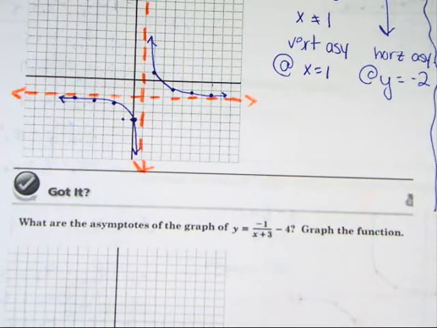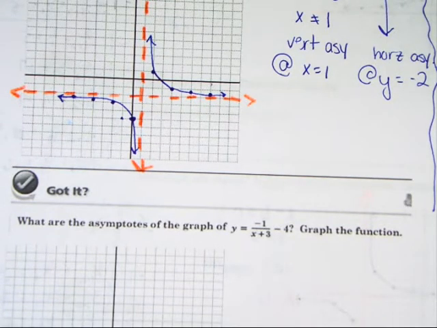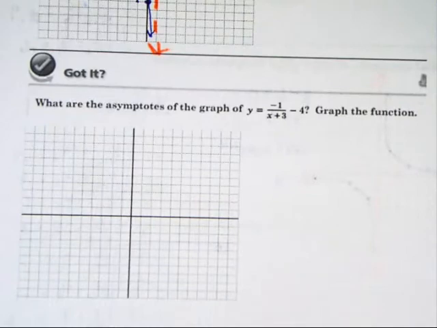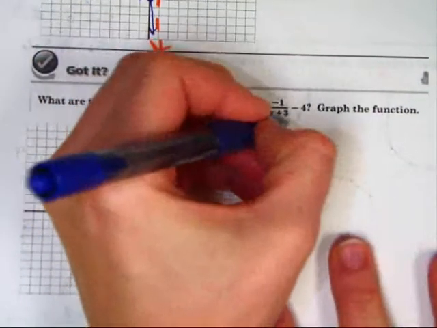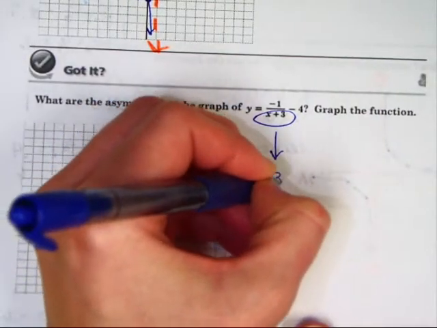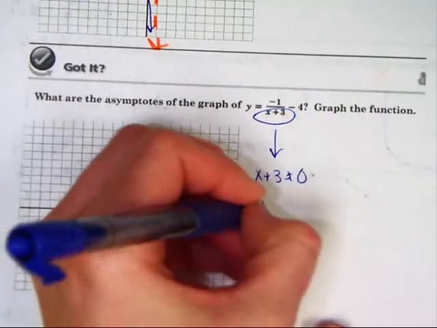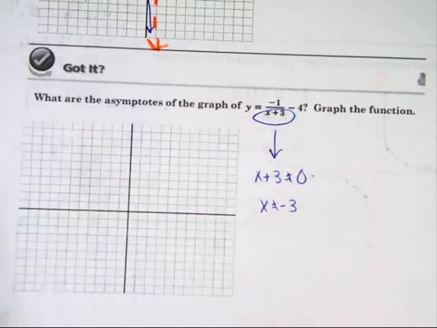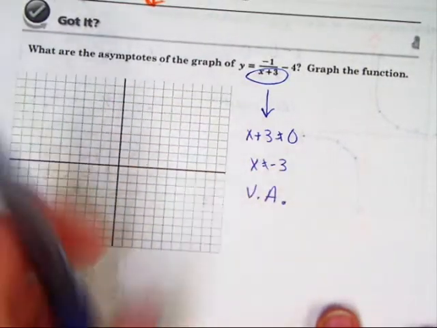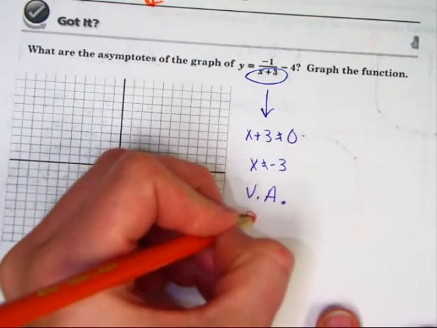We're going to talk about the asymptotes of the got it, and then we're going to pause the video just like you should have above. Alright, so let's first talk about the vertical asymptote, and that comes from right here. I'm hoping you know that x plus 3 is not allowed to be 0, so x is not allowed to be negative 3. That means there's a vertical asymptote where x equals negative 3, right?